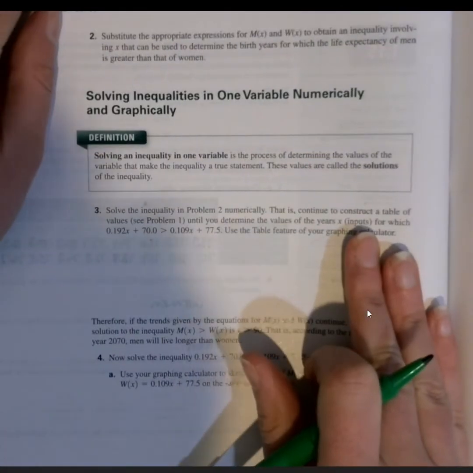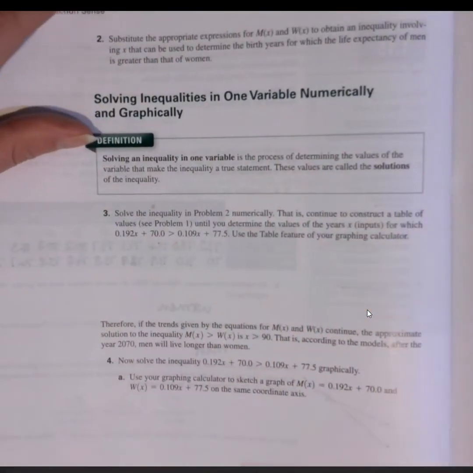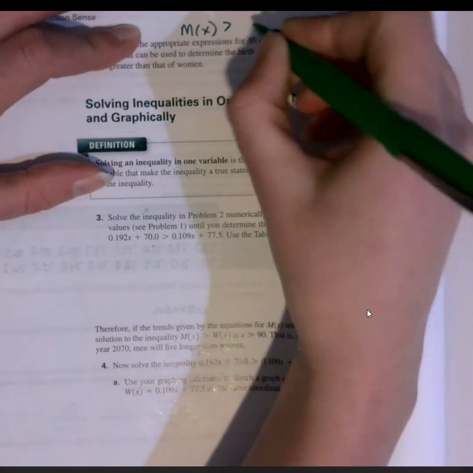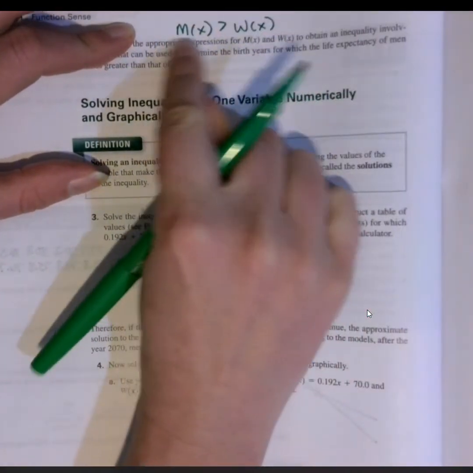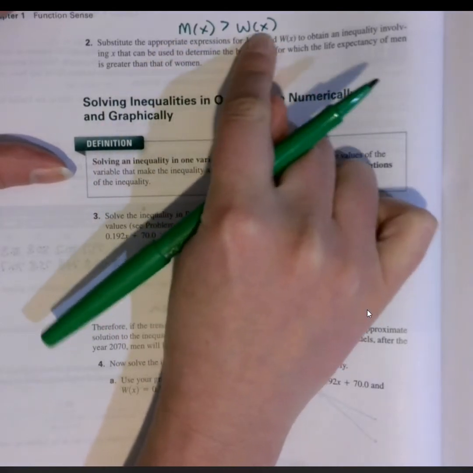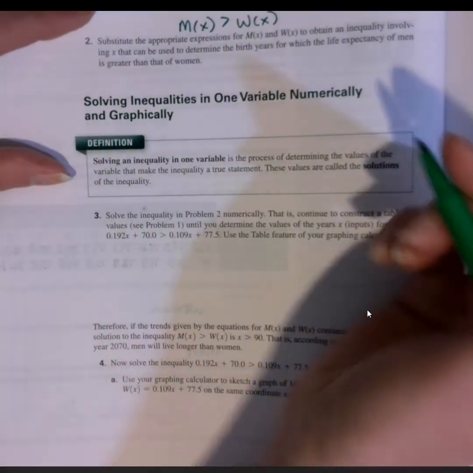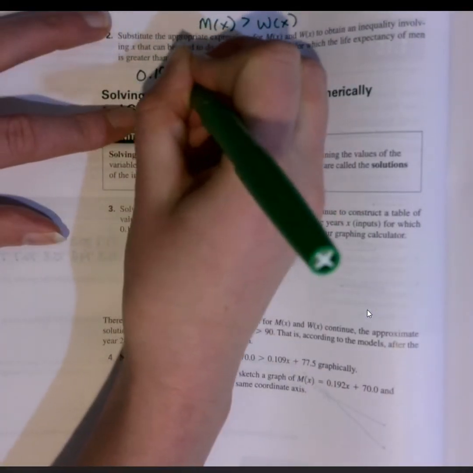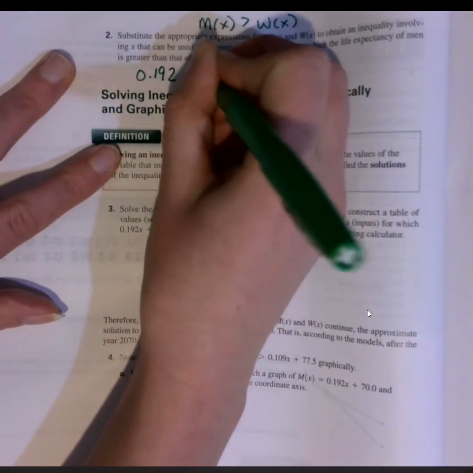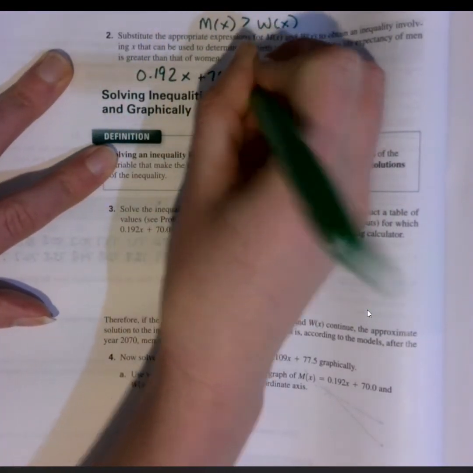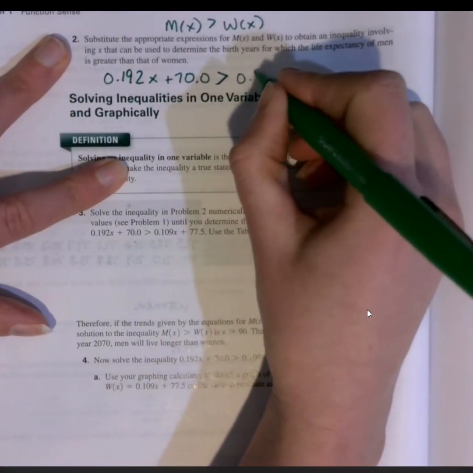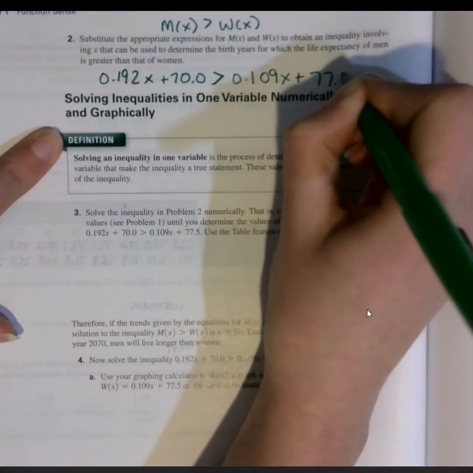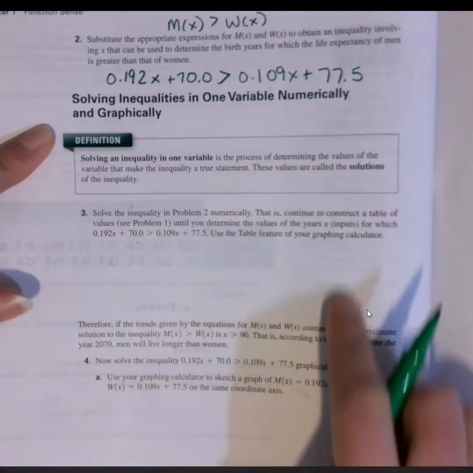Substitute the appropriate expressions in to write the inequality. The inequality that we want is when is m of x greater than w of x, and then we need to put the actual function for m of x here and the function for w of x here. So I need to look back at the men's equation real quick. That was 0.192x plus 70.0, and I want that greater now than 0.109x plus 77.5. So the men's equation is larger than the women's equation.